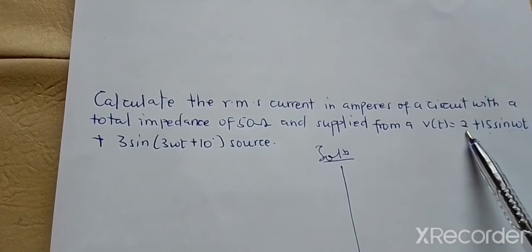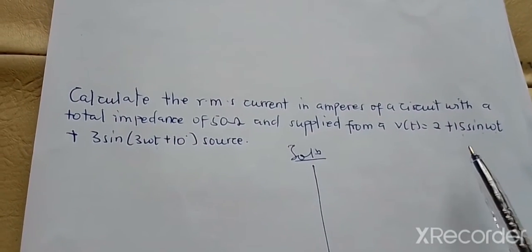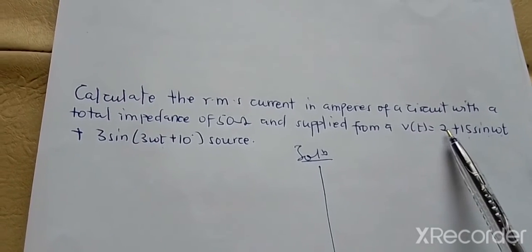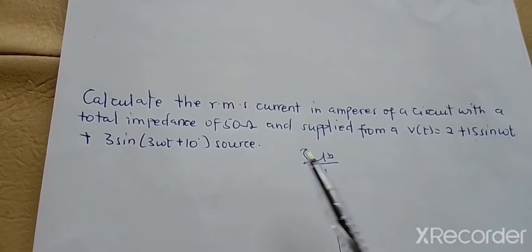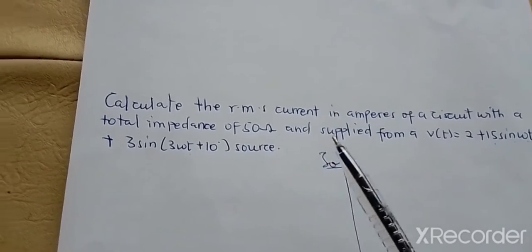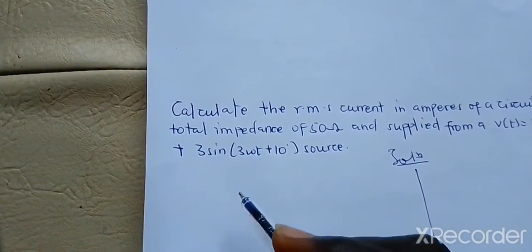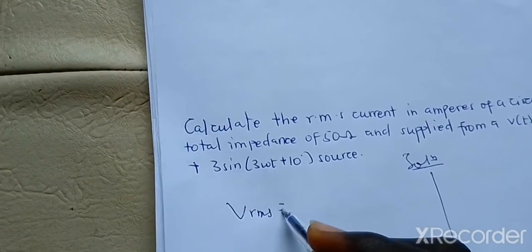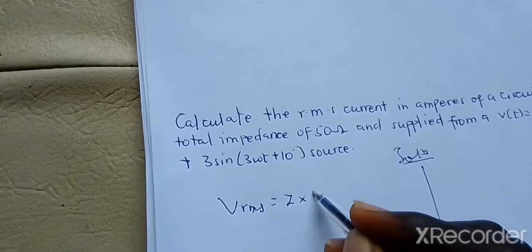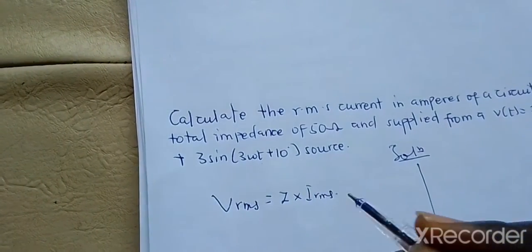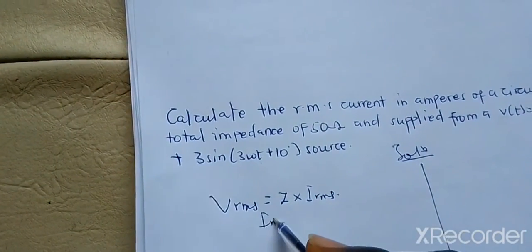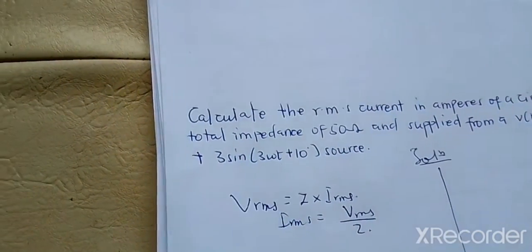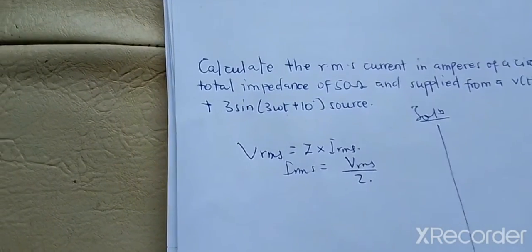But the voltage source is in a harmonic form. So we have to find the RMS of this voltage source, then use it with the impedance to get our RMS current. From the expression, V RMS is equal to Z multiplied by I RMS, so I RMS is simply equal to V RMS over Z. Right now we have to find the V RMS.